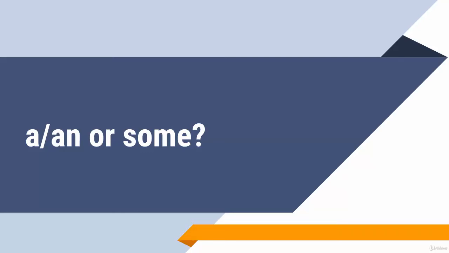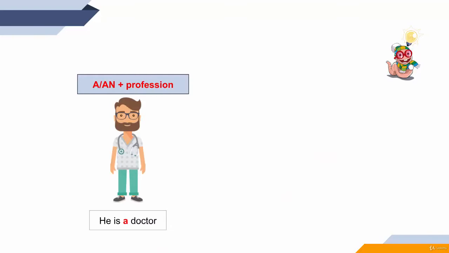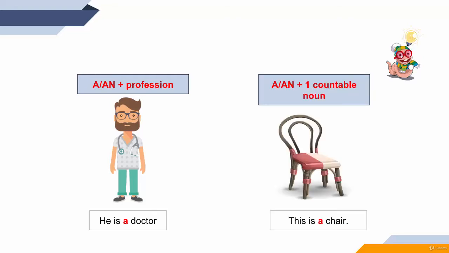So in this video, we'll speak about the difference between a, an, that we already know, and some. Some is something new, but let's start from what we know. What we spoke about is that a or an we use when we speak about a profession. For example, he is a doctor, or he is an engineer.